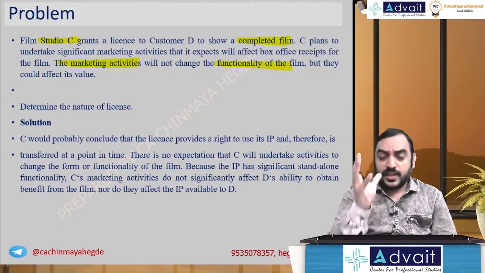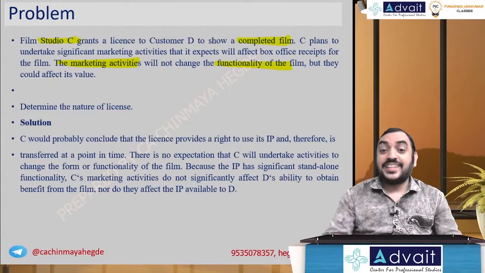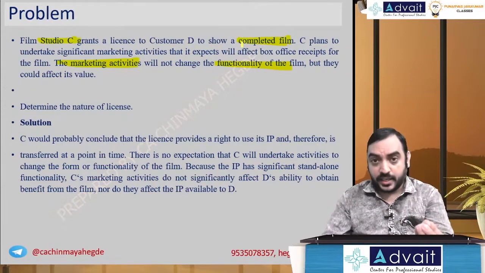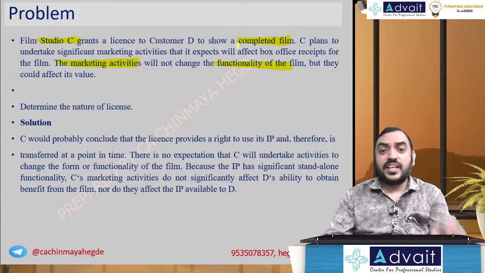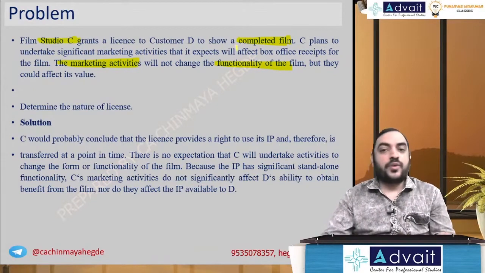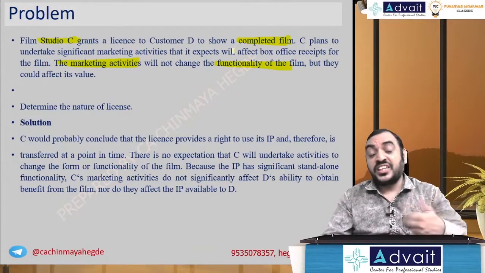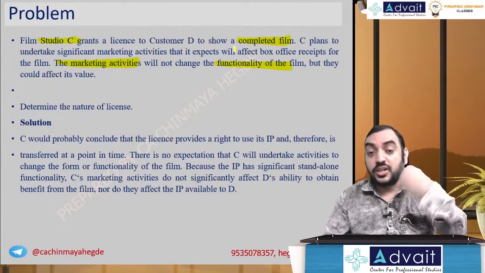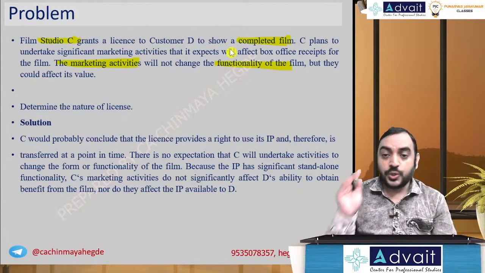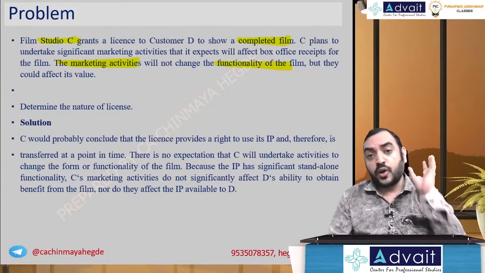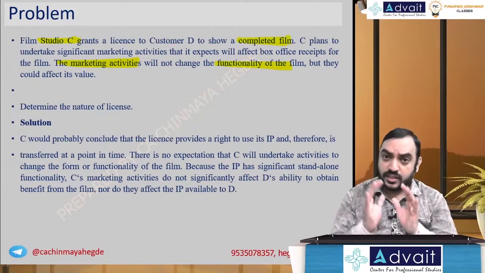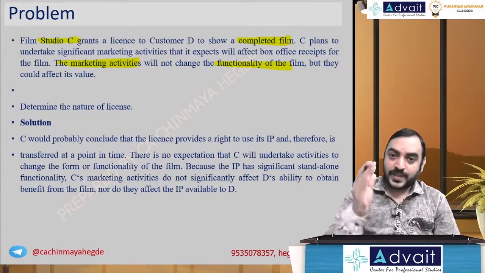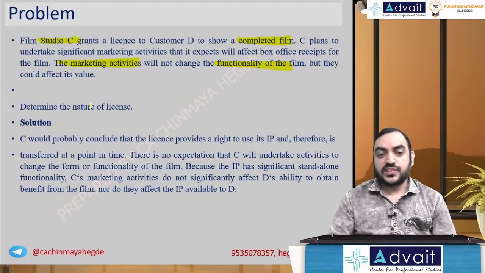Similarly, here the license is given and it's a completed film which is available for use immediately. The marketing activities are a value add-on, not a performance obligation, and do not affect the functionality of the license. They do not affect the functionality of the right to use from the customer's point of view. They can use it immediately, available for immediate use. So it's a transfer at a point in time, not over a period of time. Revenue should be recognized immediately. Let's see what the institute says.